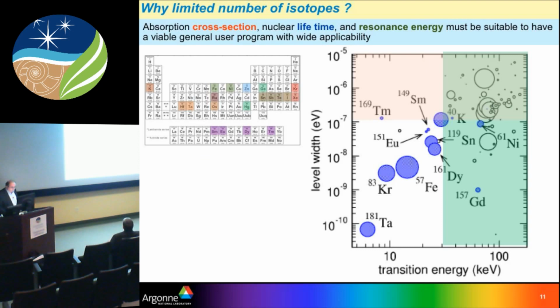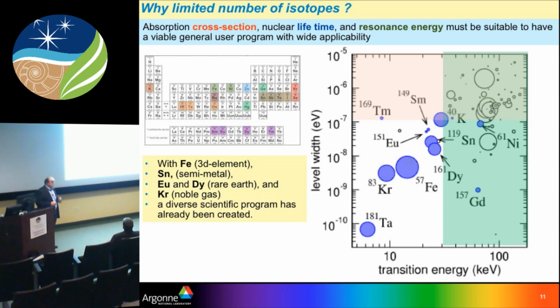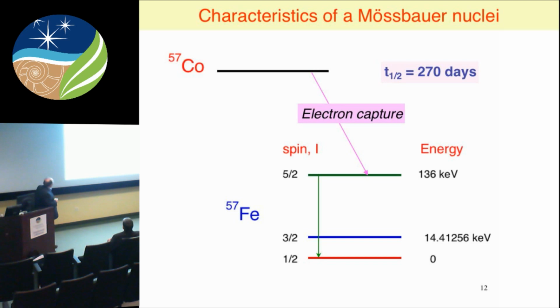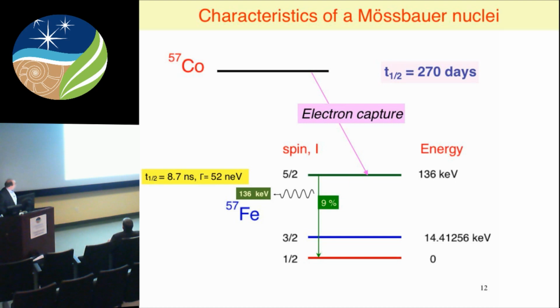When you try to do this in your lab, you also have a long story with Mössbauer. You use a cobalt 57 source. Cobalt 57, with a 270 day lifetime, through electron capture converts into iron 57 and populates this level. The 136 keV level is short lived, about 8 nanoseconds, and then it decays 9% of the time into the ground state. So this is a Mössbauer transition with 136 keV, which is very difficult to observe. The remaining of the time, it decays into this 14.4 keV level with a 122 keV photon emitted.